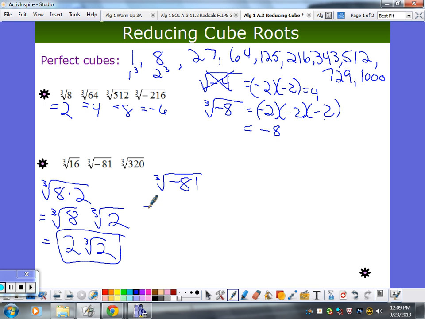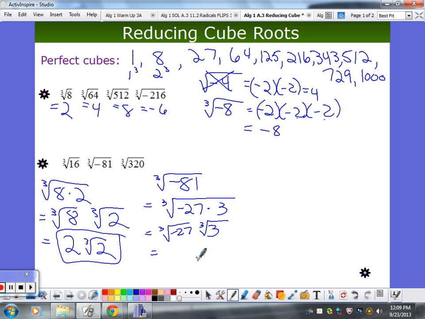So I'm going to break this down into 27 times 3, but I'm going to make it negative 27 times 3 because it's a negative 81. You're going to break that apart. And these little cubes, the little 3's in here are important. If you leave that out, it looks like square roots. So you want to make sure you have the cube.